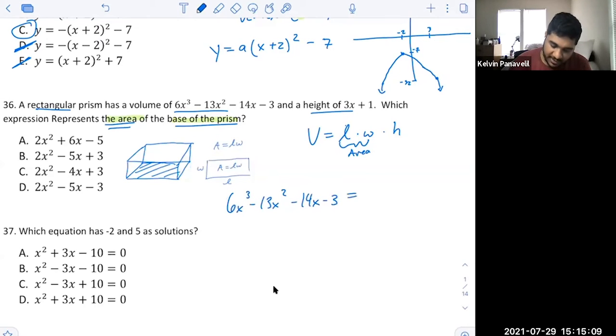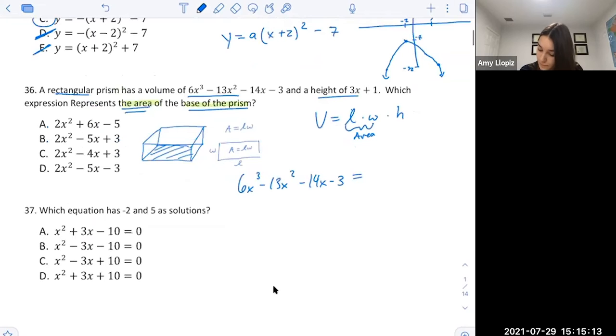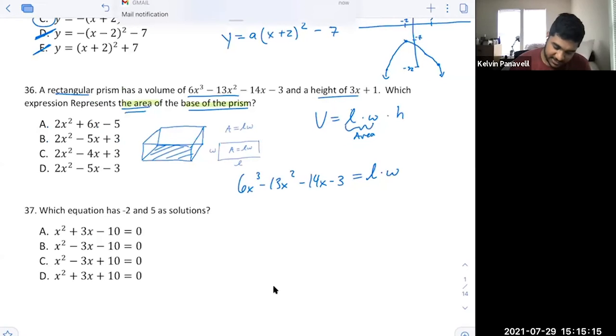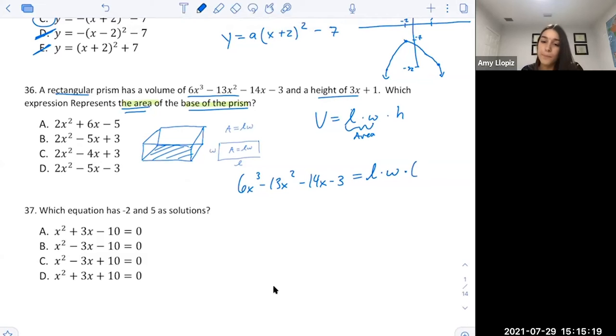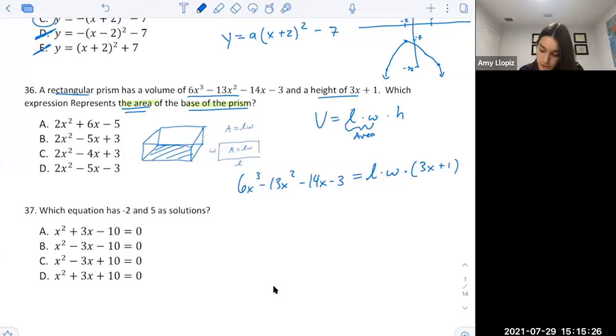Equals, we don't know the length and width, right? But what do we know? The height. L times W times, and what's the height? 3x plus 1. Awesome, right? 3x plus 1, right? And what's the question asking us to solve for? Which expression represents the area of the base of the prism.